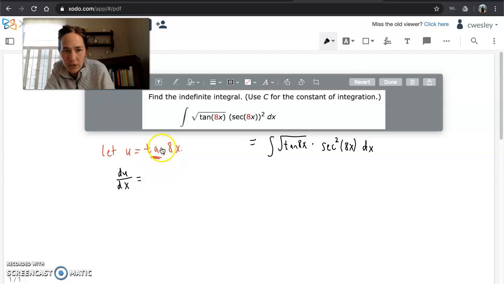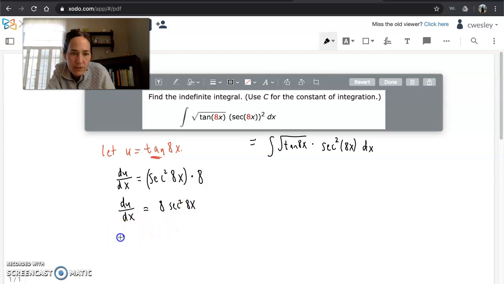So once we pick the right u, now you've got to think back to your days of deriving. Tangent's the main event. Its derivative is secant squared. Secant squared of what? Of 8x. And then I would be asking you guys, did I forget anything? We've got an inside derivative of 8. By chain rule, we tag that onto the derivative. So it's du over dx, I'll just move the 8 out front, equals 8 secant squared 8x.